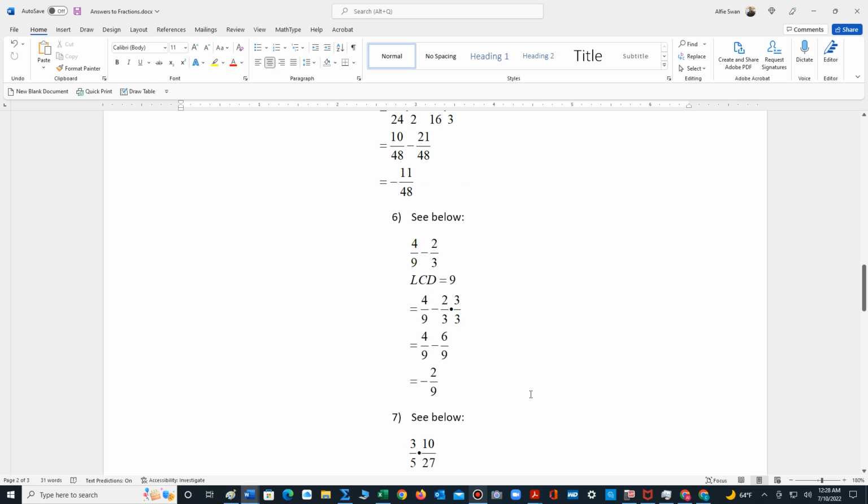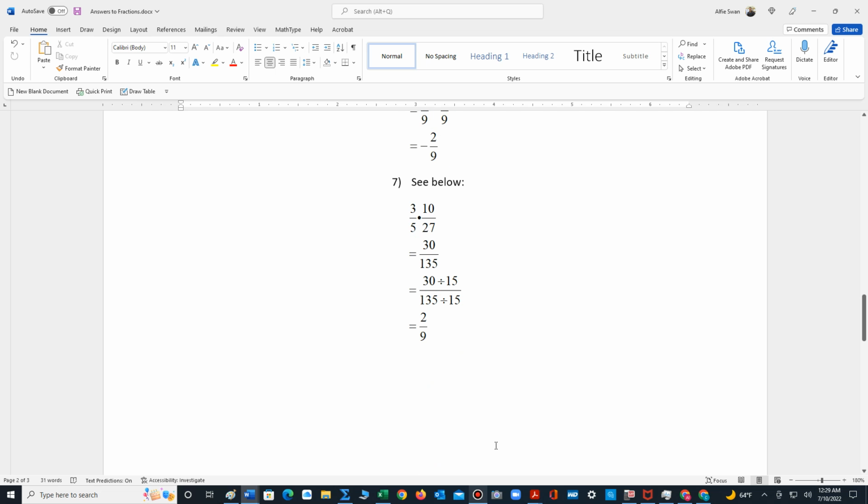For number 6, we're subtracting 4/9 and 2/3. The LCD is 9. 3 divides evenly into 9. So we only have to build up the second fraction by multiplying numerator and denominator by 3. So we have 4/9 minus 6/9. 4 minus 6 is negative 2/9.